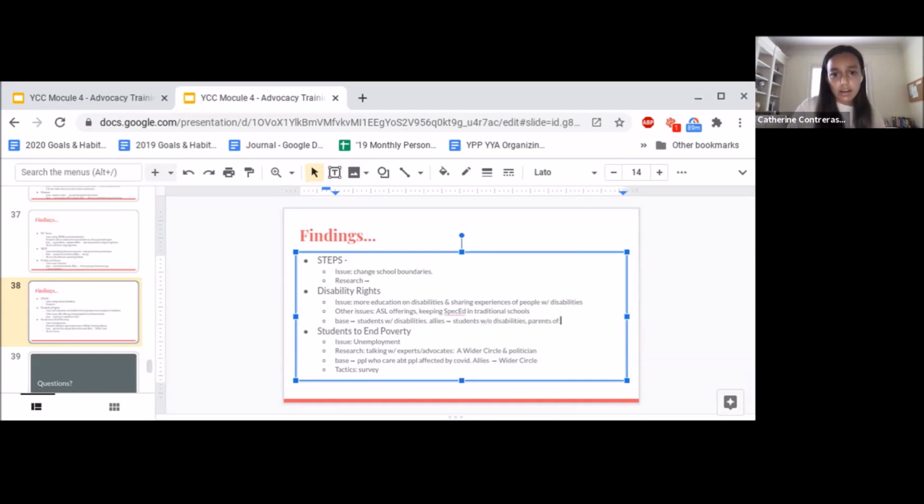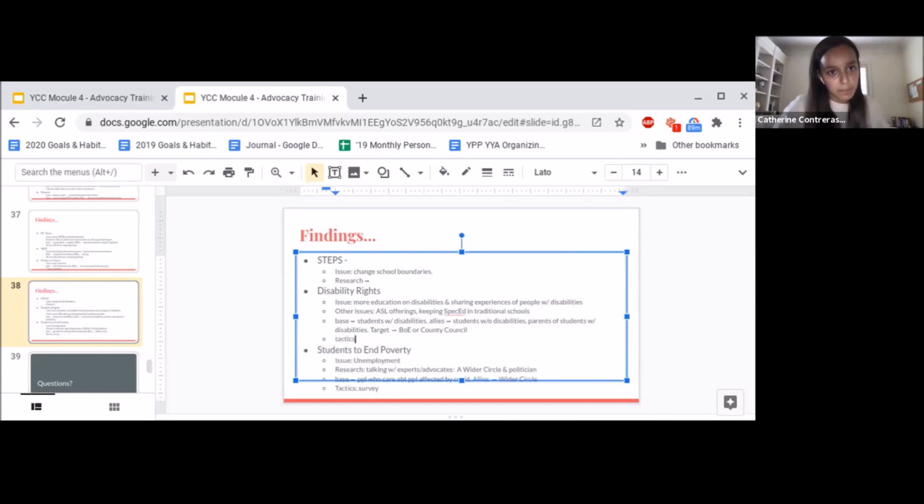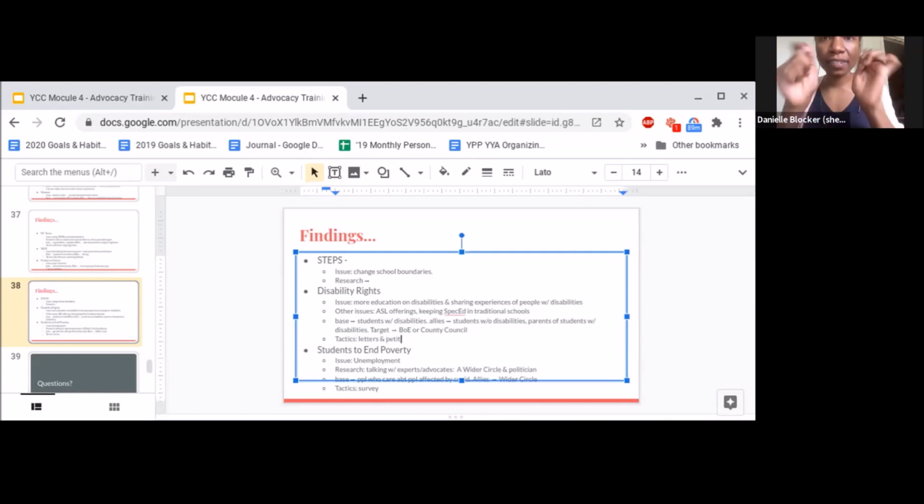And then our target would be the Board of Education or the County Council, depending on who controls what. And then our tactics were a letter writing campaign and petition. Nice. And I like how specific the base and allies are. So very good. And thank you.